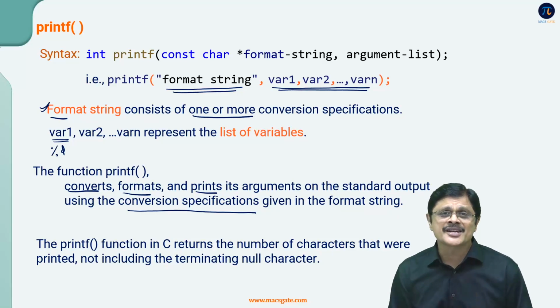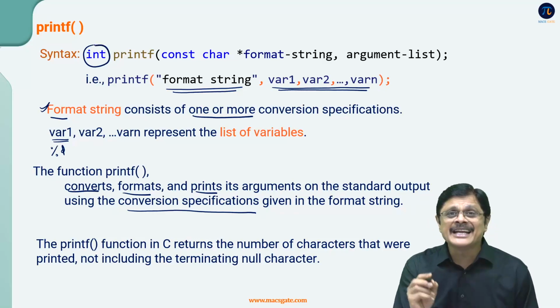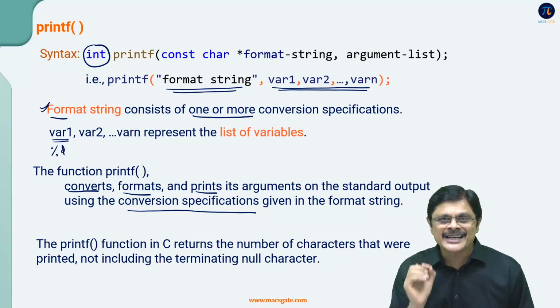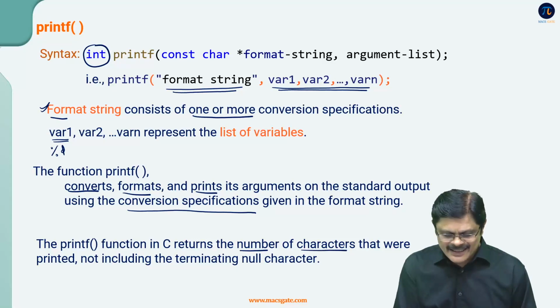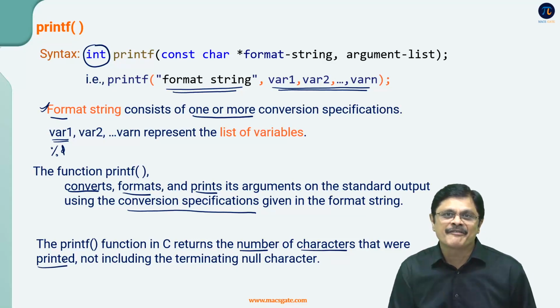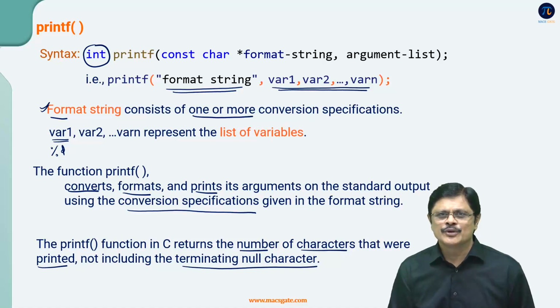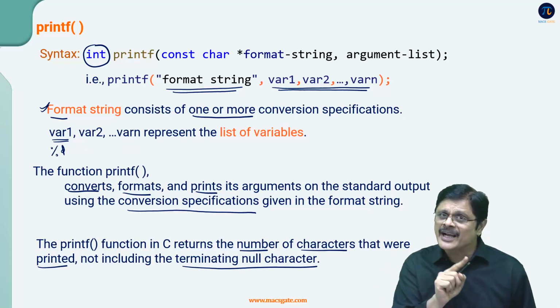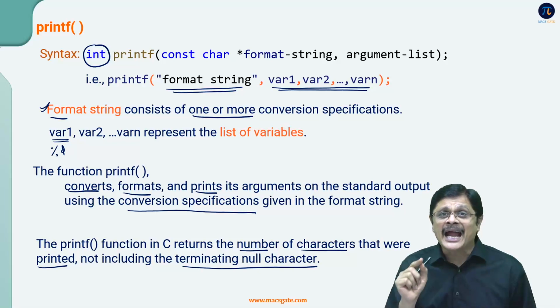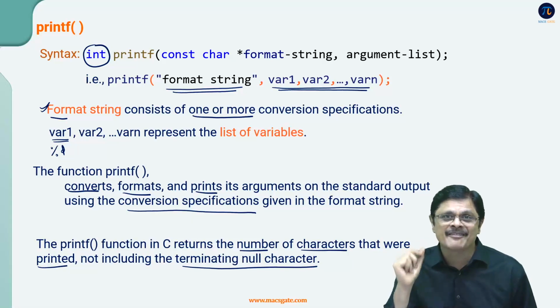But there is one more interesting fact about printf function. Printf function returns an integer value. And you know what is that integer? The integer is the number of characters that were printed by this printf function. Of course, excluding the terminating null character. You all know that every string ends with a null character. That null character is not counted, but all the remaining characters are counted and it will return how many characters it is printing. That integer is the number of characters printed by printf function.